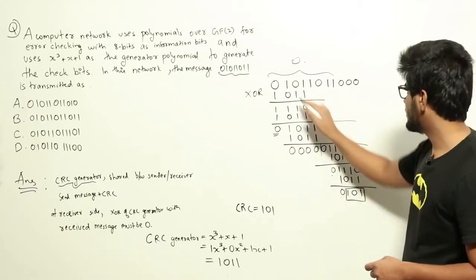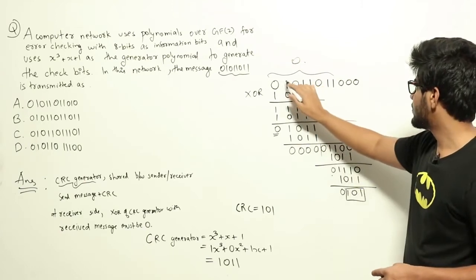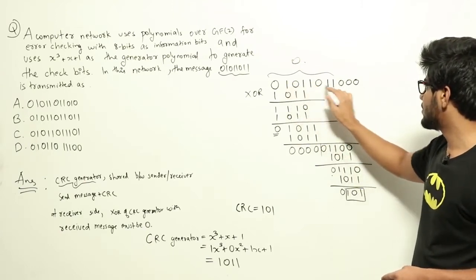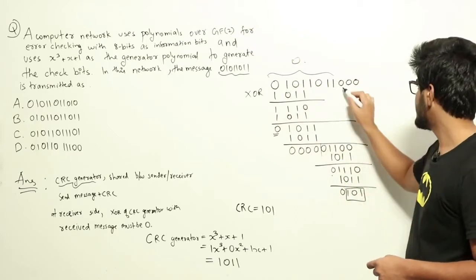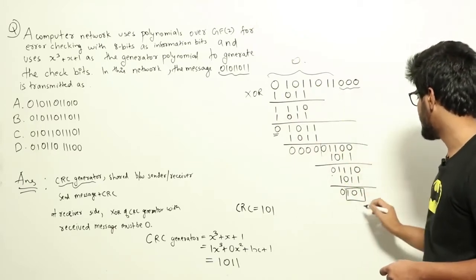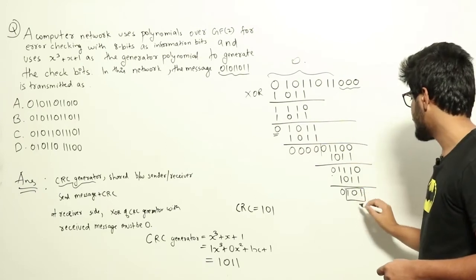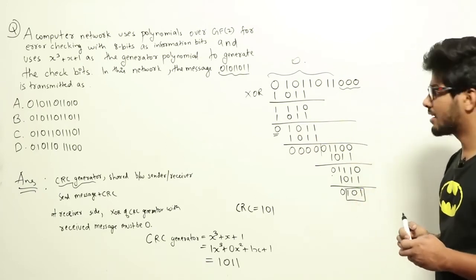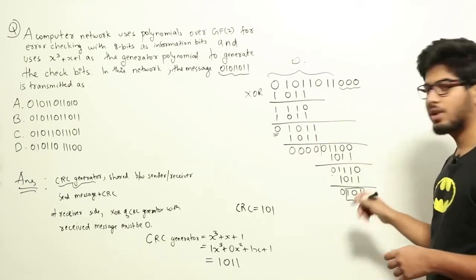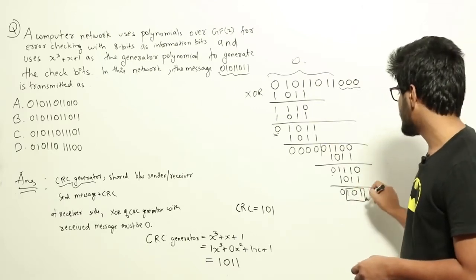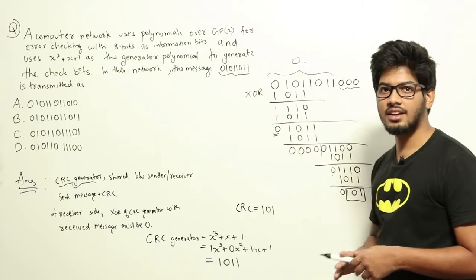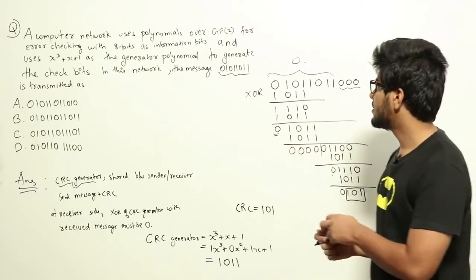Now, if you see all these, the first 8 bits which were in the message, all that has become 0 now. Only in the last 3 bits do we have non-zero numbers, and that is 101. This will be the check bits or CRC. Now, what the sender will do is append these 3 bits 101 to the original message and then send it to the receiver.